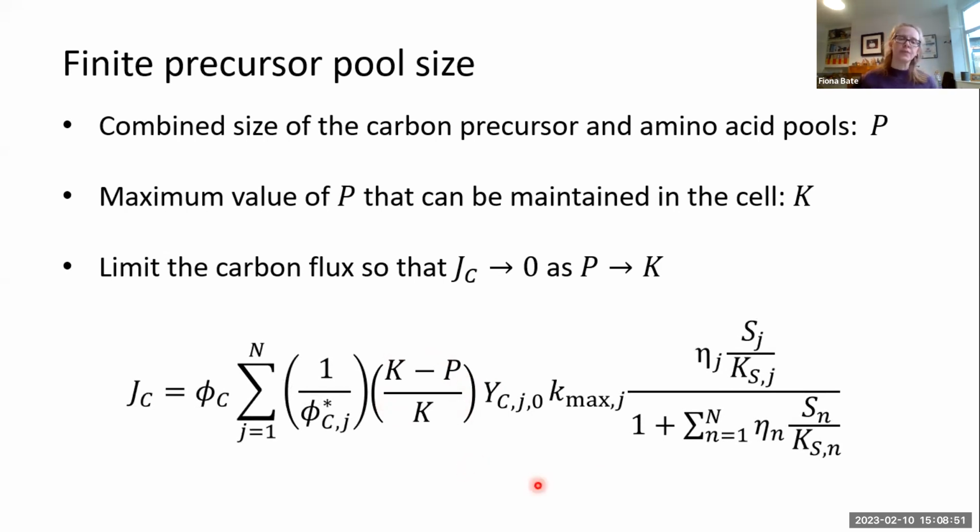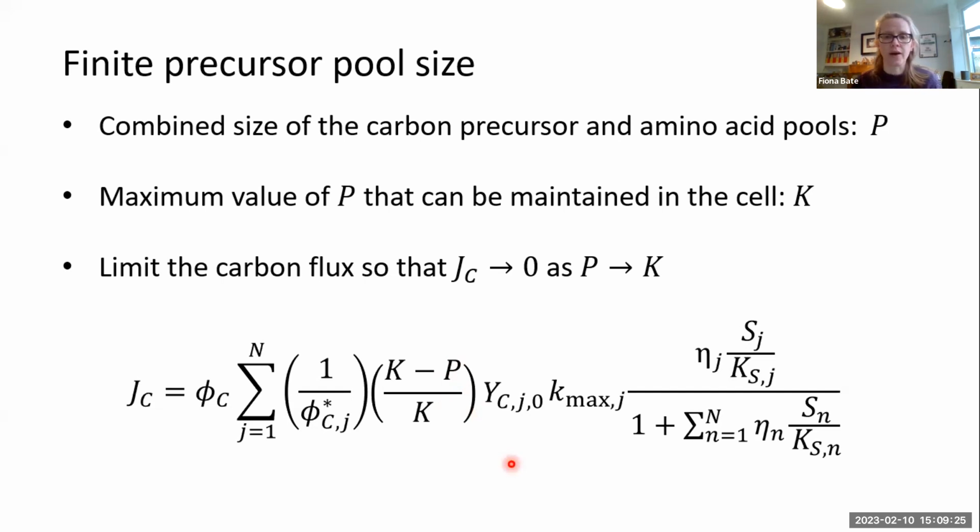Okay, so how do we now get a closed model out of this? We've introduced the precursor pool size and this K, and from experiments, we're not going to get these numbers popping out. So how are we going to get a nice model out of this? What we really want is an expression for P in terms of substrate concentrations and mass fractions, which are things that we can actually measure.